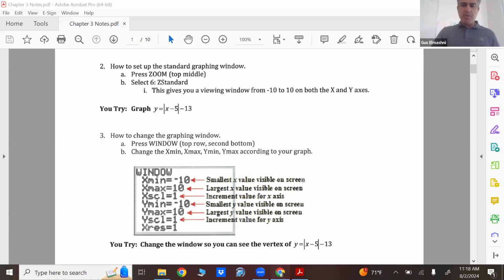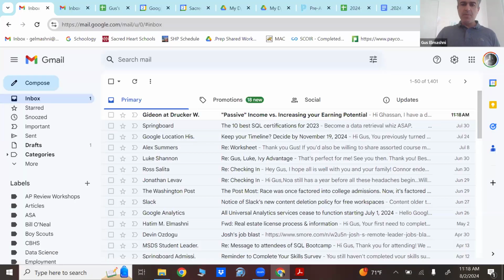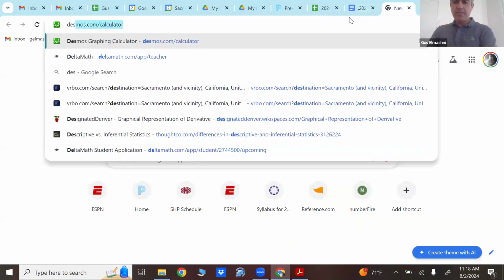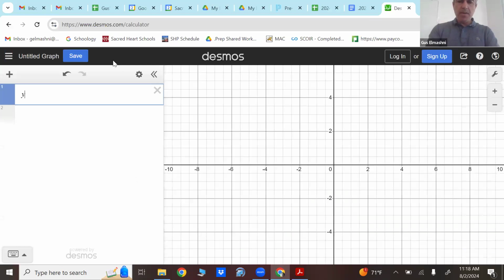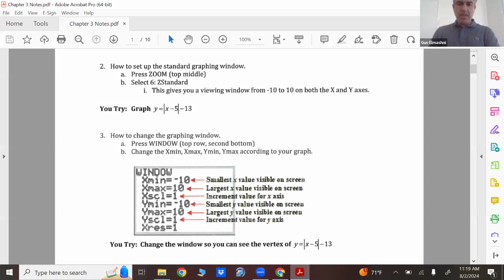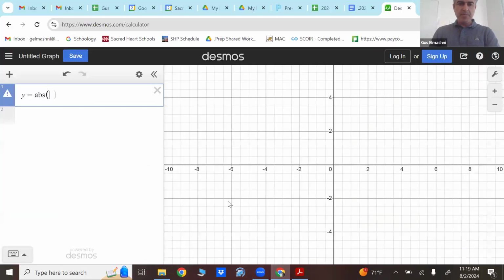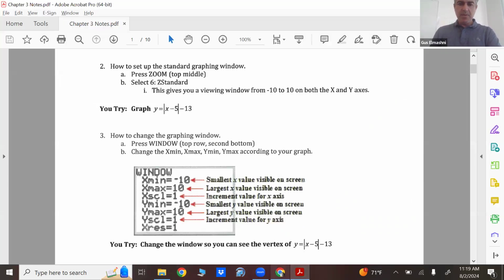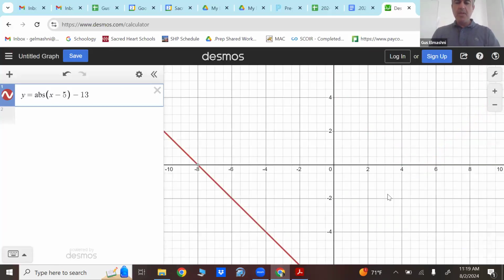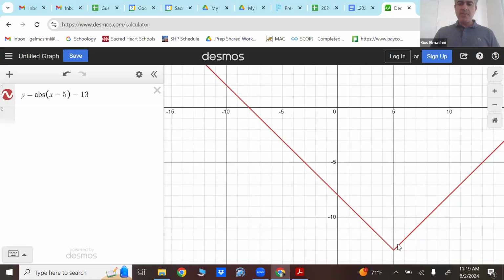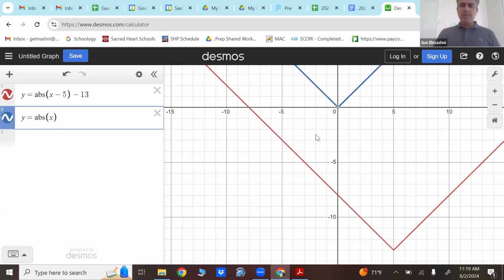So I'm going to pull up Desmos right now and it might slow down my computer. Give me one sec here. So y equals, and then you're going to type abs for absolute value and put parentheses. That's x minus 5, and then minus 13. So what you're going to notice is that the vertex is at (5, -13). If I just graph y equals absolute value of x, the vertex is at (0, 0). So there's a translation happening here.